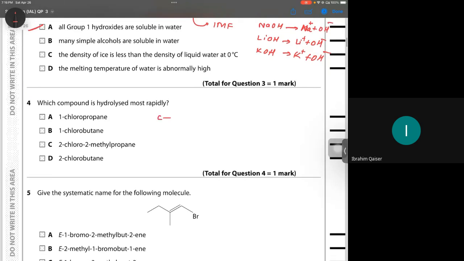1-chloropropane would be like that. 1-chlorobutane would be like that. 2-chloromethyl propane would be like that. Then 2-chlorobutane would be like that. Okay. So which compound is hydrolyzed? You know what that means? When you react it with water, okay, just like that.